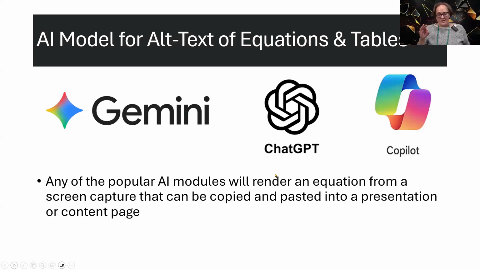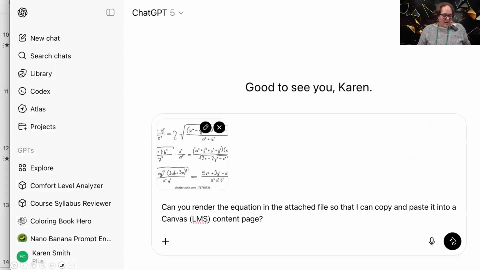If you are working with equations and complicated tables, these are the tables that within a row, they have individual columns that aren't replicated above it. I would definitely use Gemini, ChatGPT, or Copilot for those. They're just a little bit more accurate.